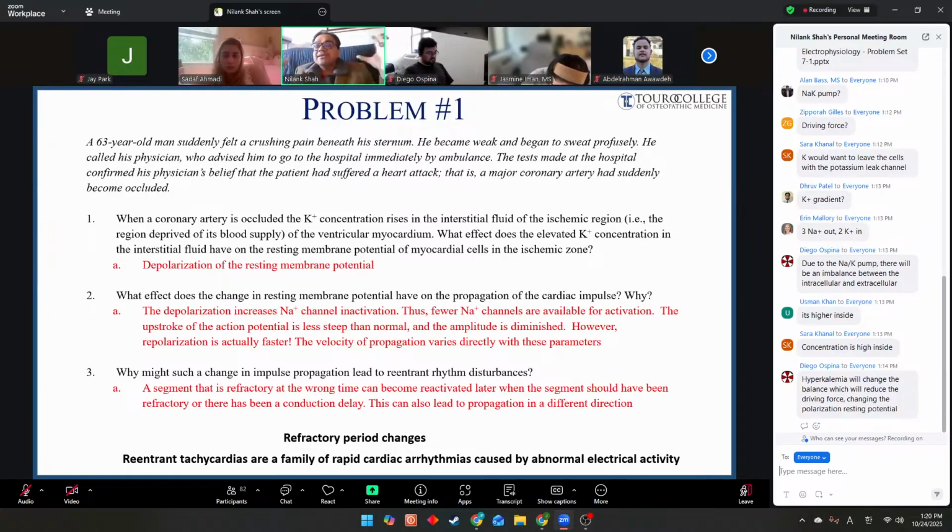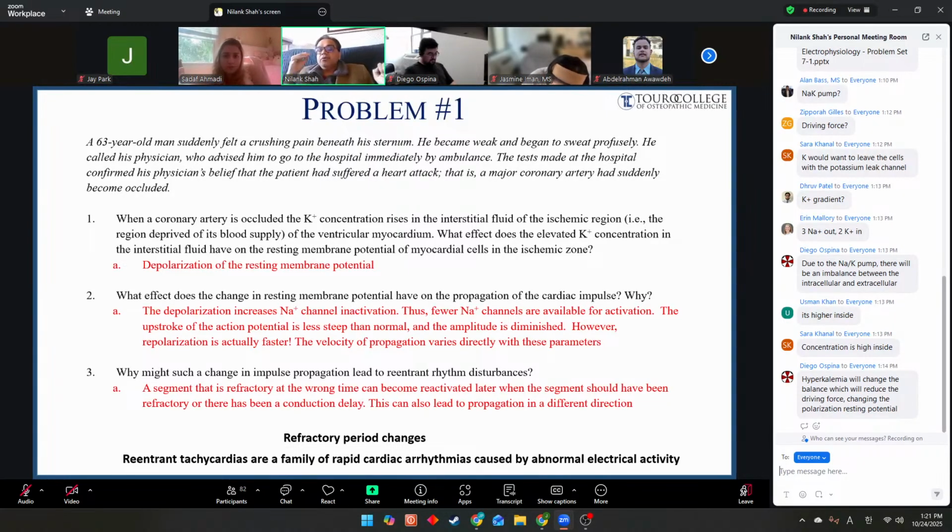So it will partly depolarize the cell membrane. It will drive the resting membrane potential towards its threshold potential. But it will never reach the threshold potential. That's why I use the term: it will partly depolarize the myocardial cell membrane.